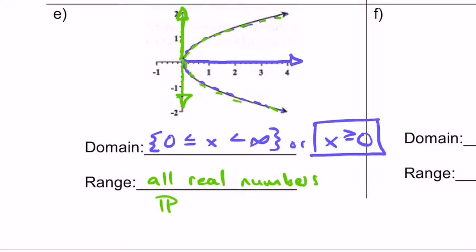It can also be written symbolically, and to write all real numbers symbolically, it's just this fancy little R with a double back. All real numbers occurs very frequently, so it's worthwhile just remembering. So for the domain, it'll be all real numbers if a relation goes to the left forever and to the right forever. For the range, it'll be all real numbers if the relation goes up forever and down forever.